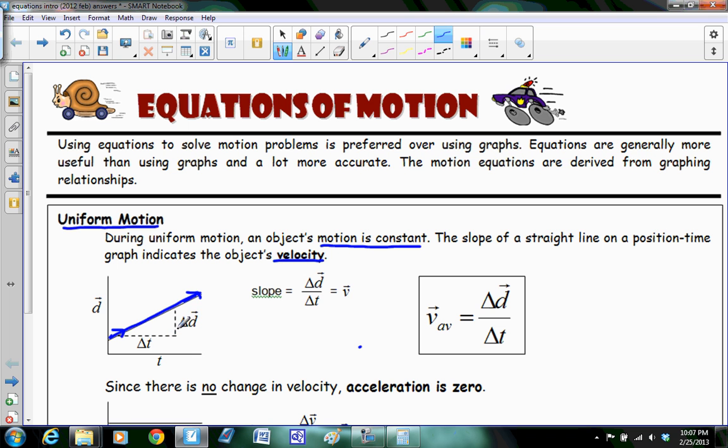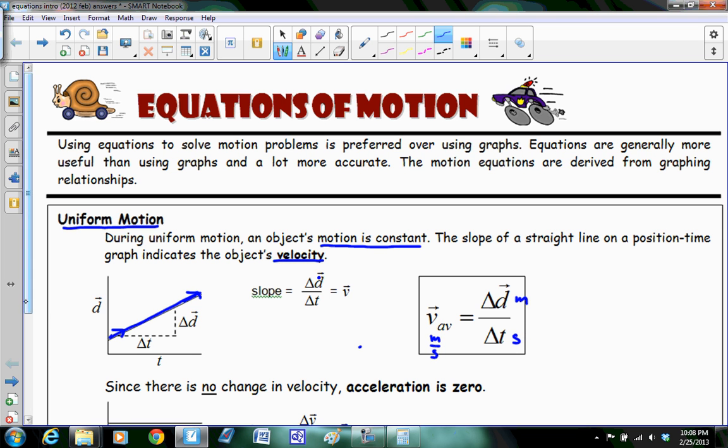And to find the slope, we find the change in position over the change in time. So that's going to give us our velocity. So velocity is the displacement over time. That's our first equation that we're going to be looking at. Now remember, velocity is measured in meters per second, standard units. My displacement should be in meters, standard units again, and so is time in seconds.